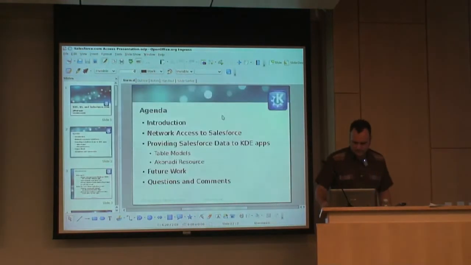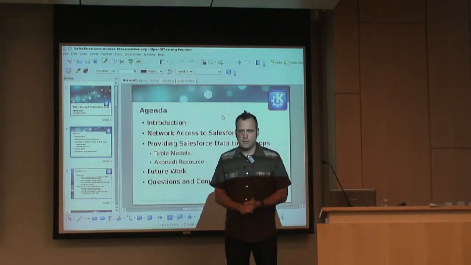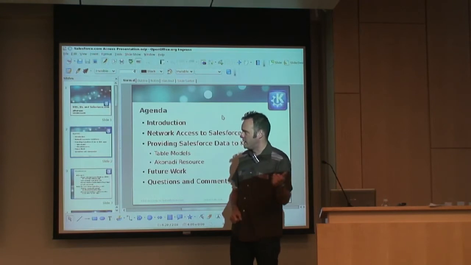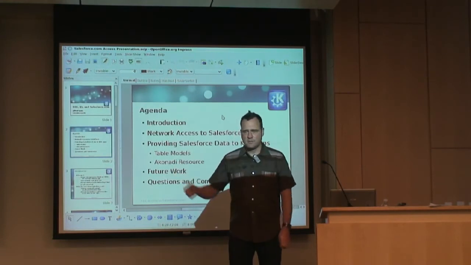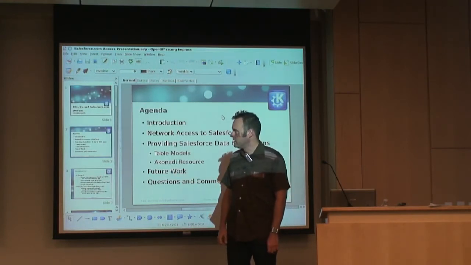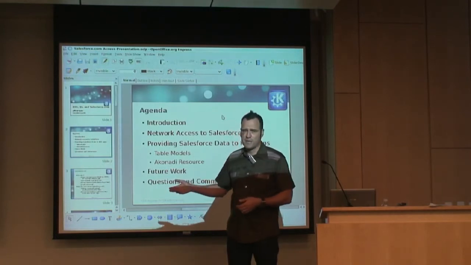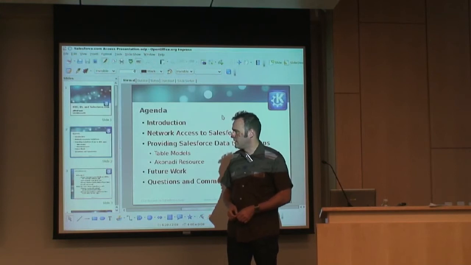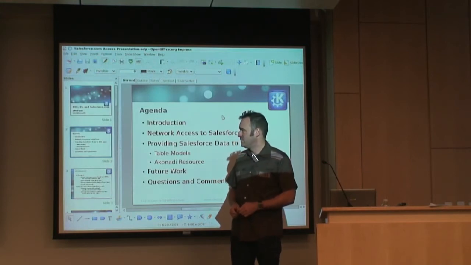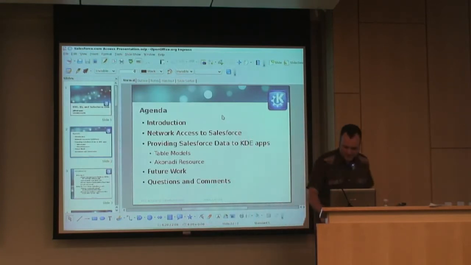So this is what I'm going to talk about. First of all, a little bit about why I think Salesforce.com is interesting, and how I went about connecting across the net to their APIs. And then how I took that data and used it in two different ways, first as table models and then as an Akonadi contact resource. Then how I might improve it in the future, and then see if you have any questions or advice for me after you see some of this design.